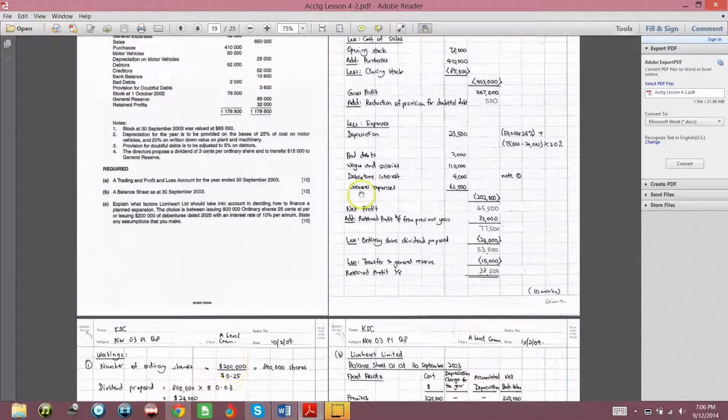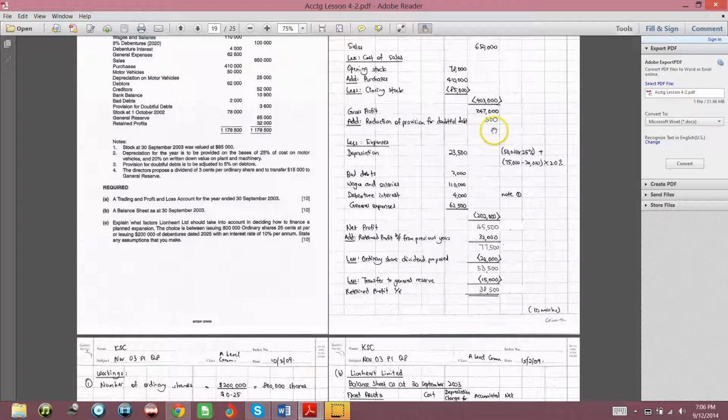Okay, so all these are given in the question. And then this one I've explained to you. Sales is also actually very easy. Just copy from the question. Opening stock is also gotten from the question. Purchases also gotten from the question. And so is closing stock. Then you get gross profit, and all these expenses are gotten from the question.